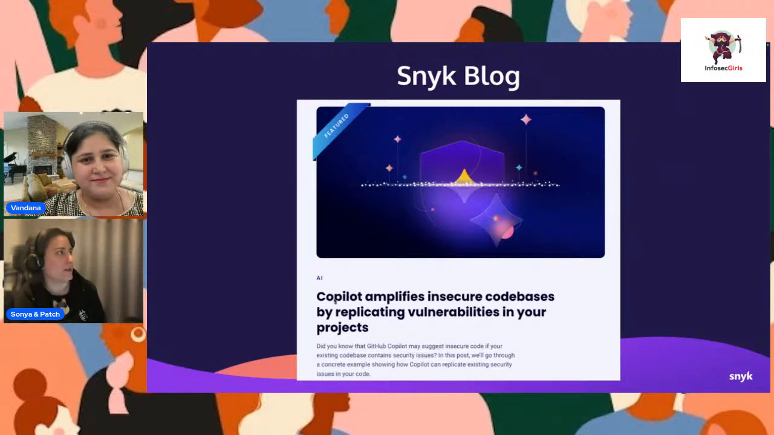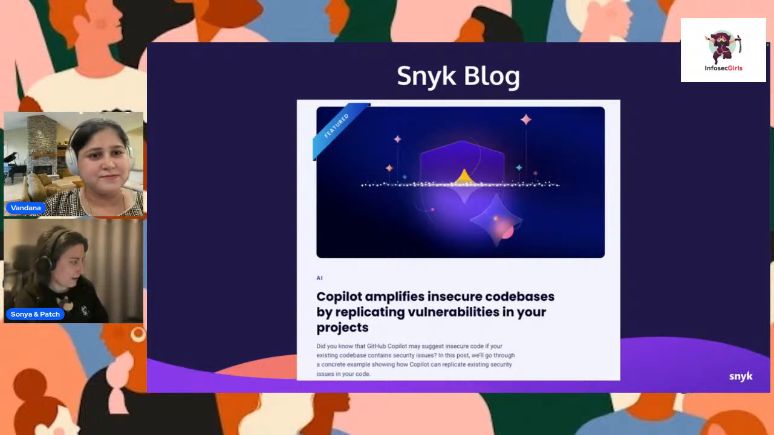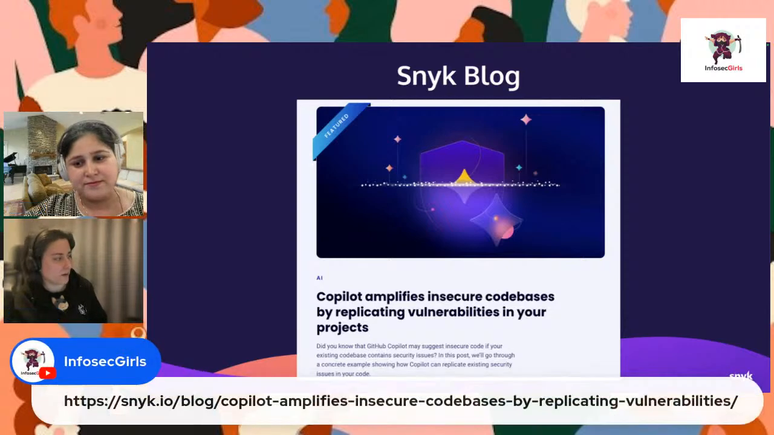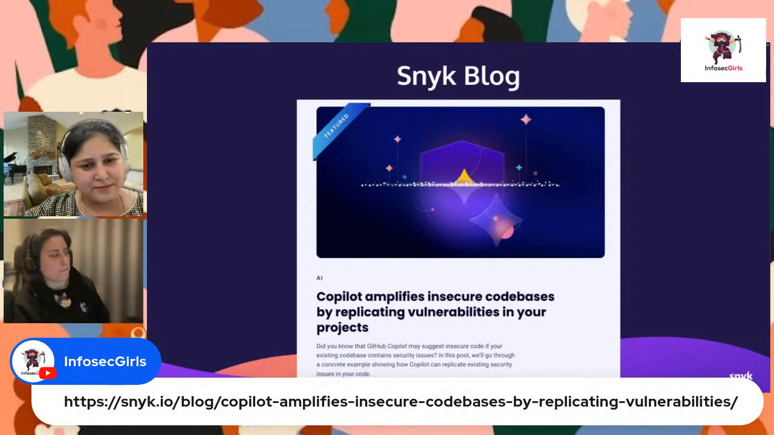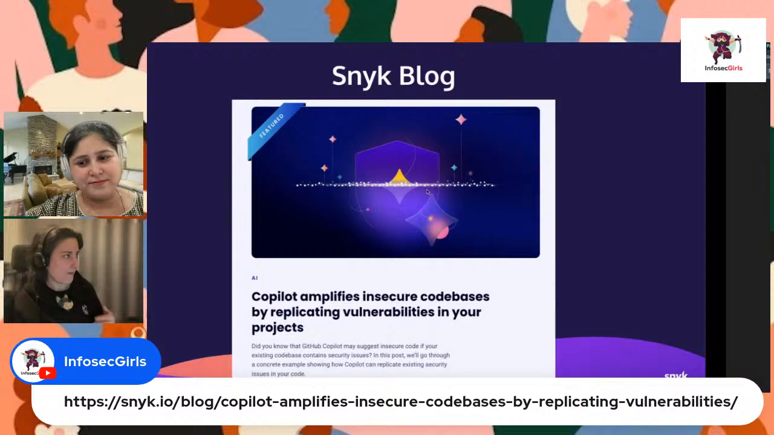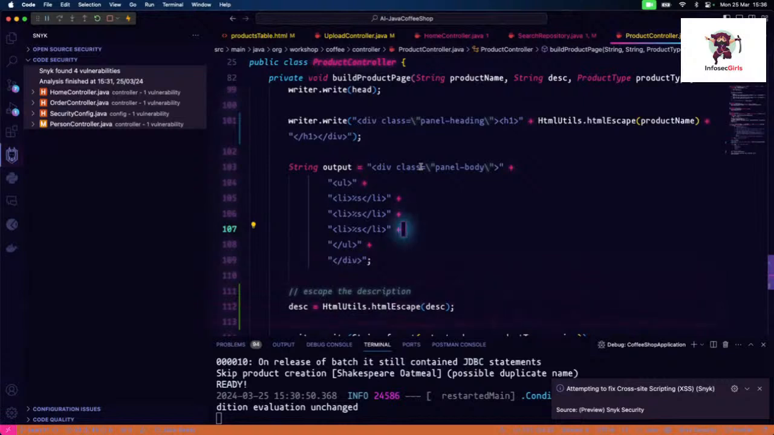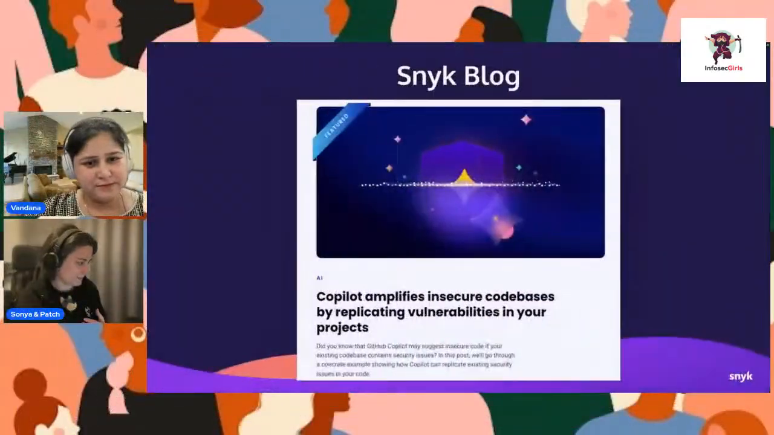So before closing this session, I'd like to share with you a few of the resources. The first one is the Snyk blog. And at Snyk, the DevRel team and writer team, we love writing. And this was one of the latest pieces that we wrote about Copilot amplifying insecure code bases by replicating vulnerabilities in your project. So basically here, the idea is that Copilot may suggest insecure code if your existing code base contains security issues. And you've seen it here because the quality of the code is not great. Sorry for the developers, but it's not great in this code base, and it's insecure. So Copilot is going to take that level of quality and insecure code, and the output it proposes won't be great. So make sure to double check that as well.